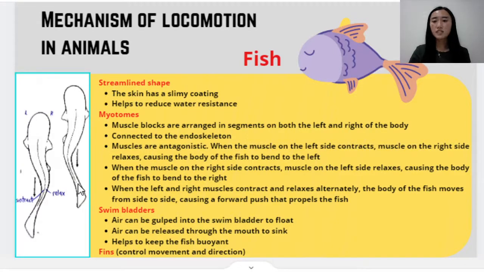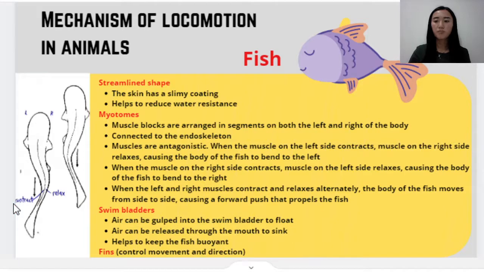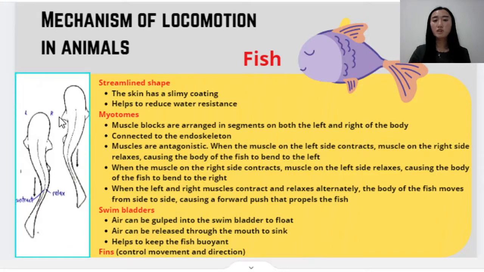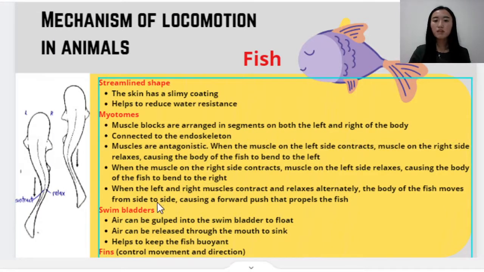Muscles are antagonistic. When the muscle on the left side contracts, the muscle on the right side will relax, and this causes the body of the fish to bend to the left. And when the muscle on the right side contracts, the muscle on the left side will relax now. And this causes the body of the fish to bend to the right.